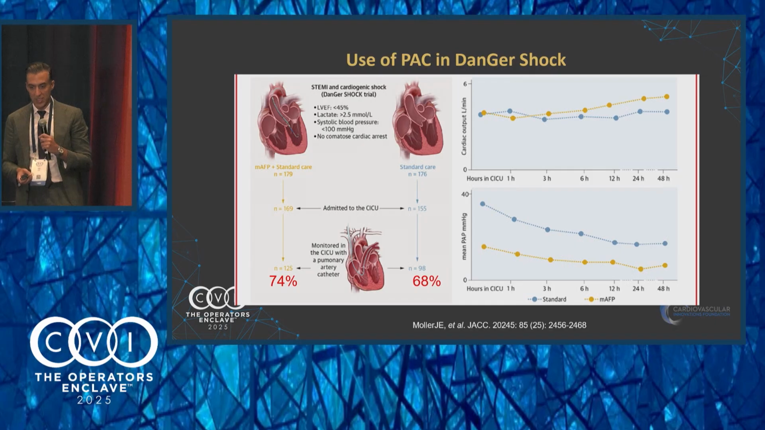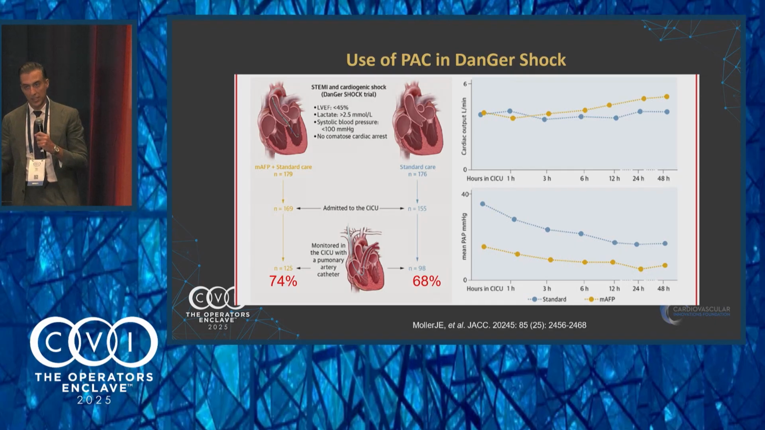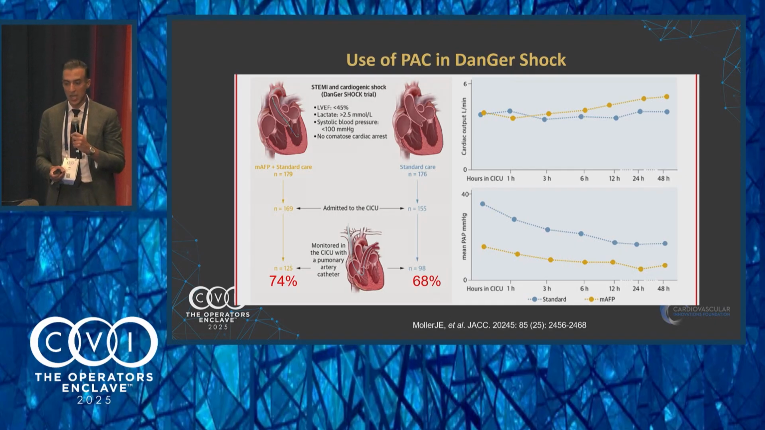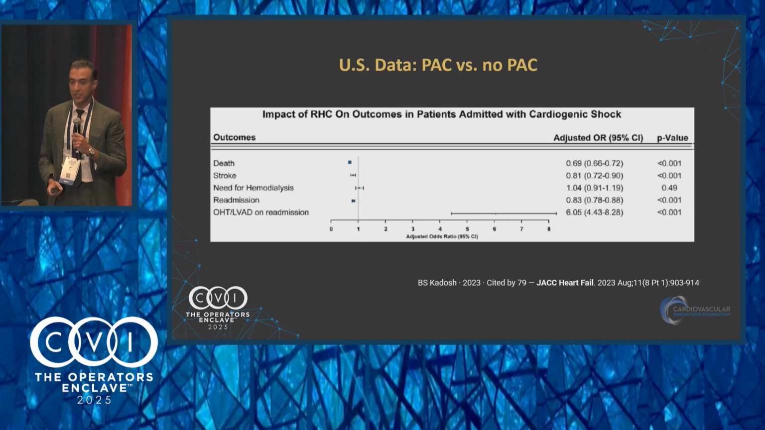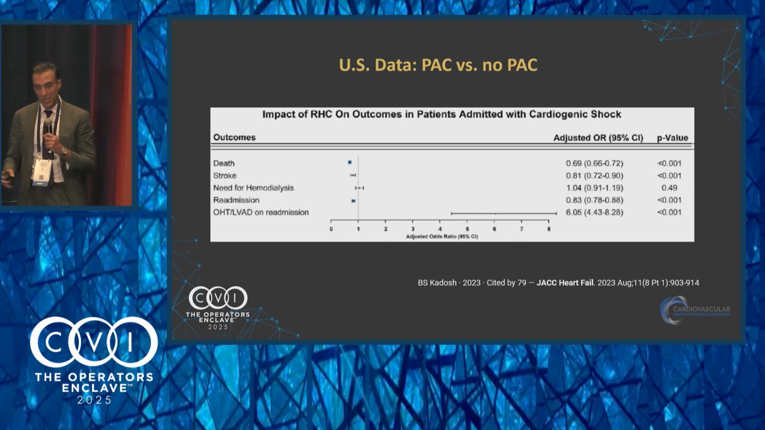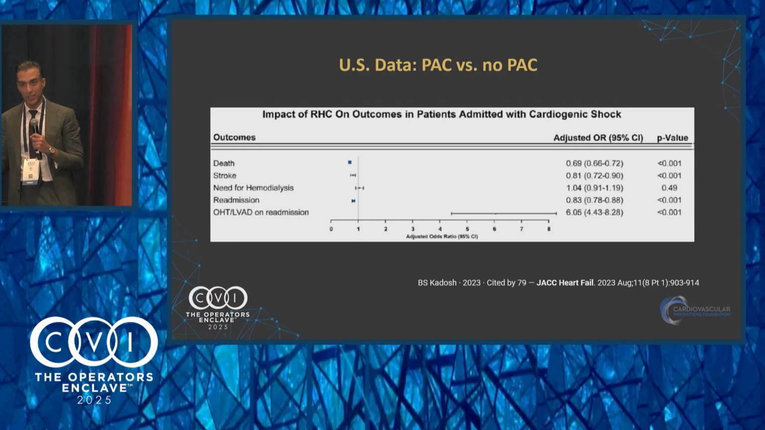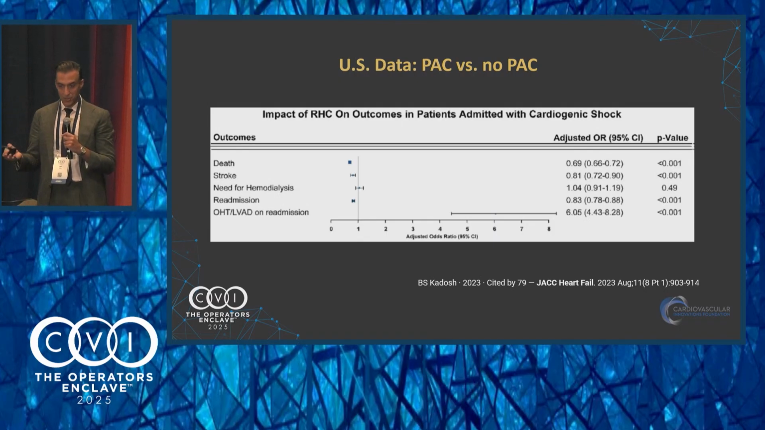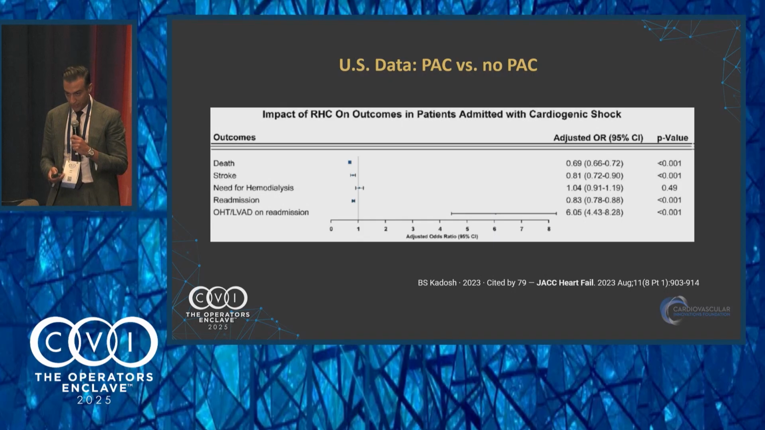As you can see, among the patients who made it to the ICU, 74% on the treatment arm got the PA catheter as opposed to 68% on the control arm. How are we doing in the US? This is an observational study of 13,000 patients over 17 hospitals across the US. From 2017 to 2021, only 55% of these patients had the PA catheter in. And as you can see, not surprisingly, the use of the PA catheter is associated with less mortality, less risk of a stroke, and less risk for readmission.